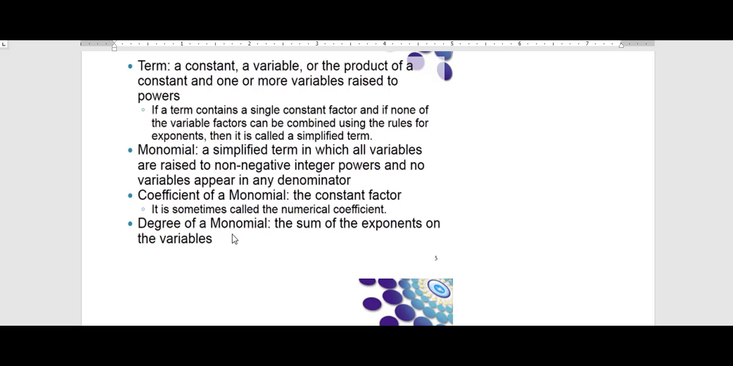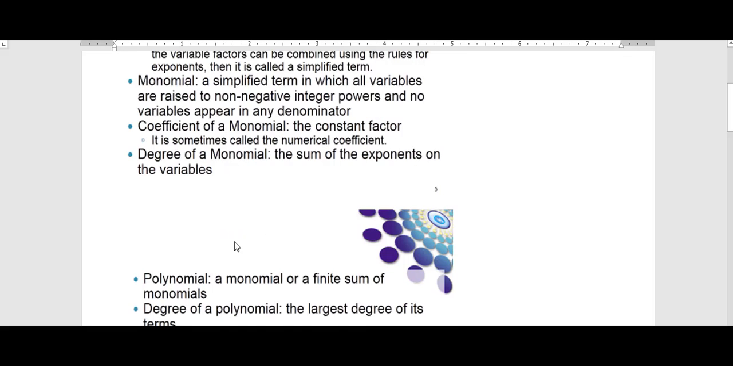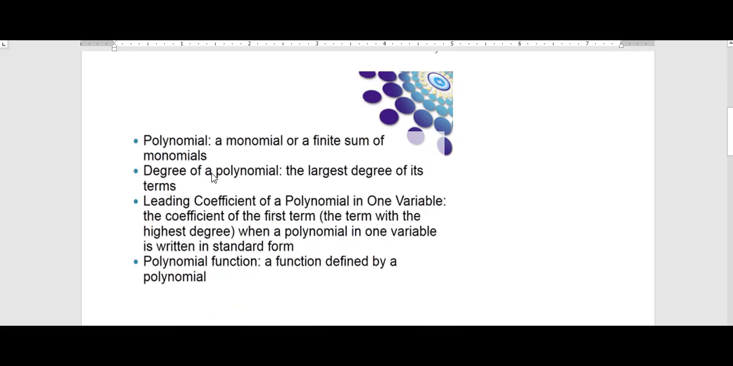Sometimes it's called the numerical coefficient. The degree of a monomial is the sum of the exponents on the variables. And if there's just one variable, it's the power on the variable. A polynomial is a monomial or a finite sum of monomials. The degree of a polynomial is the largest degree of its terms.